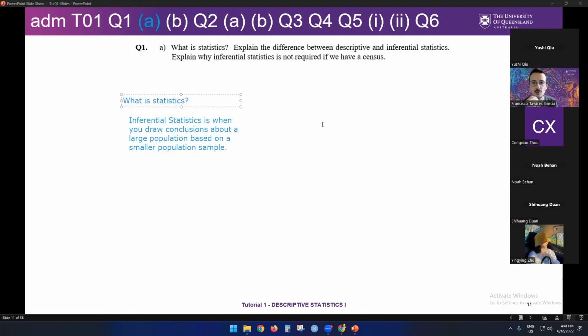Anybody would like to have a go? Feel free to also annotate something on the screen. If you want to draw something, a beautiful picture, I think that will be pretty cool. Feel free. Or someone trying to explain the difference. We know inferential, right? Just explaining descriptive statistics would be good enough.